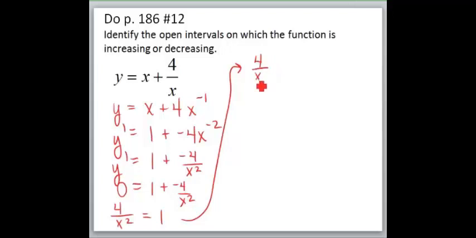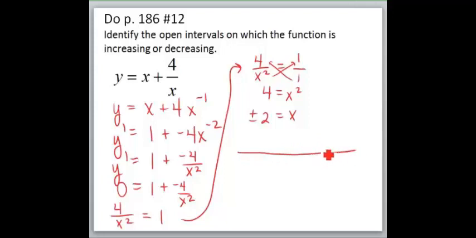I will go ahead and cross multiply. So when I cross multiply, I get 4 equals x squared, and then I'll square root both sides, which gives me plus or minus 2. Now, I'm going to also take note that not only do I have critical numbers at 2 and negative 2, I also have a critical number because at x equals 0, the y prime is undefined or does not exist. So I also need to include 0 as a value of testing whether it's positive or negative.